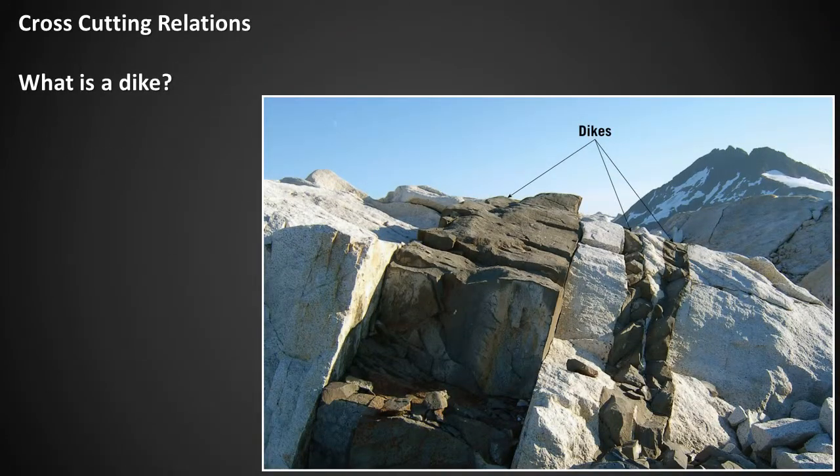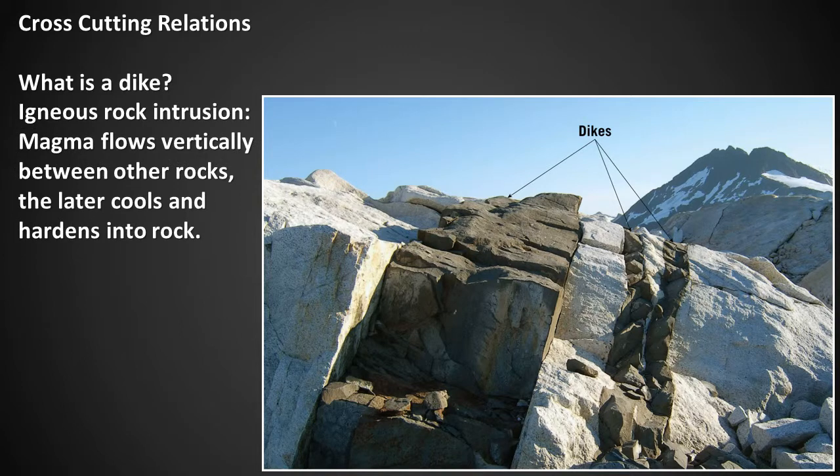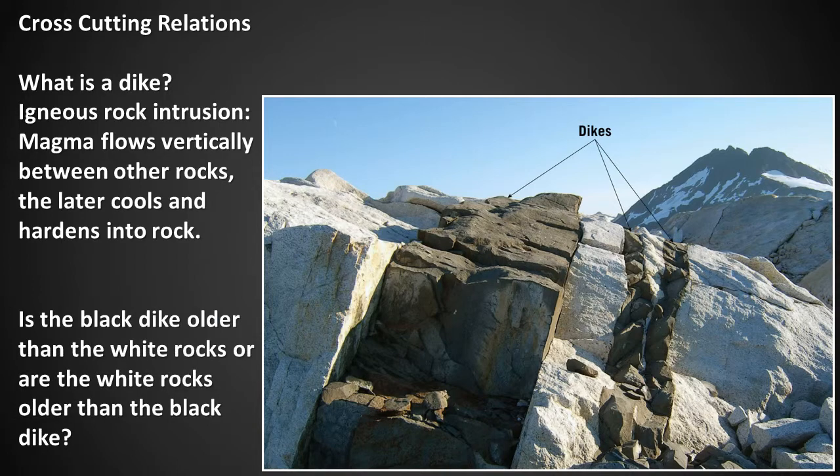Cross-cutting relations. What is a dike? A dike is an igneous rock intrusion. Magma flows vertically between other rocks, then later cools and hardens into rock. Is the black dike older than the white rocks? Or are the white rocks older than the black dike? That's right, the dike is younger than the rocks since the rocks had to exist before the magma could intrude into them.